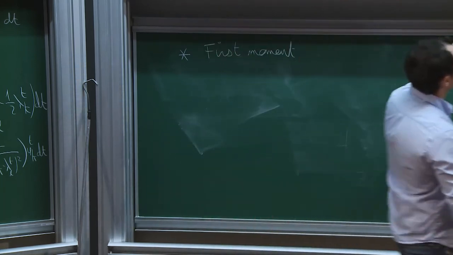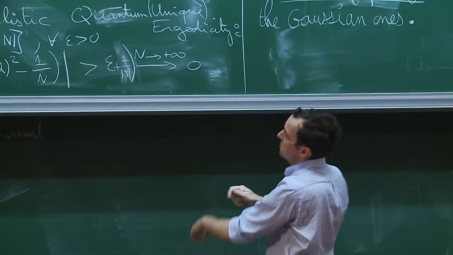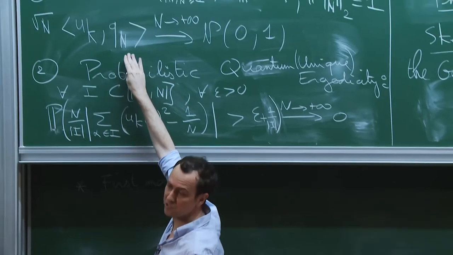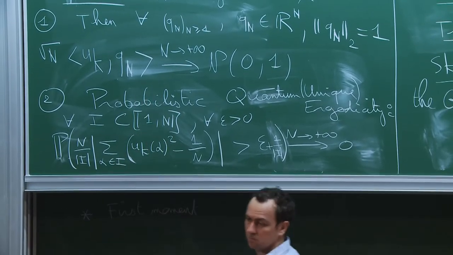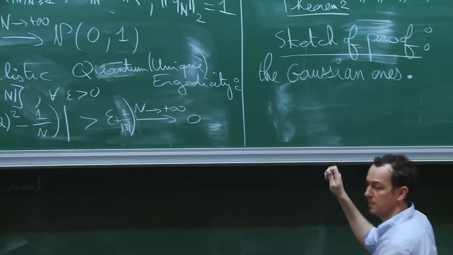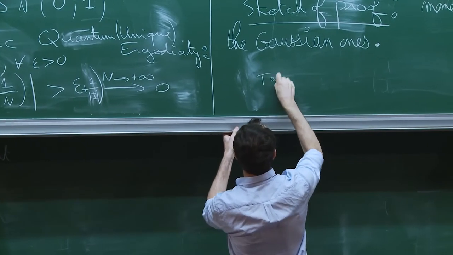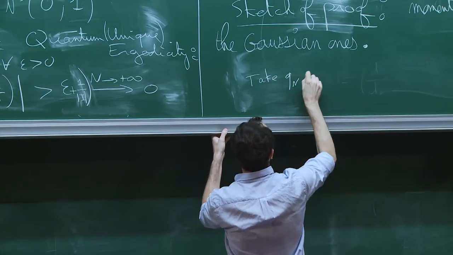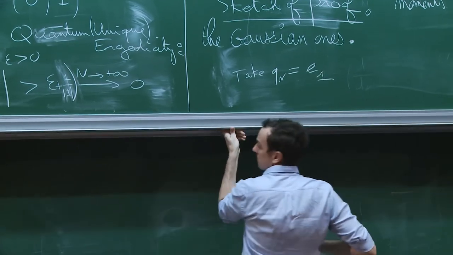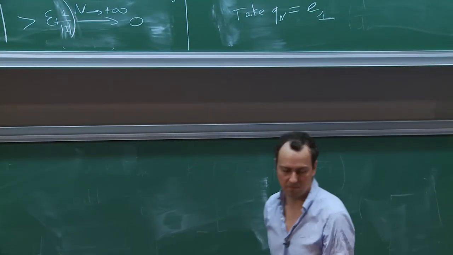Okay, first moment. So first, just to make my life easier, I will not take any general qn, I will just take the first coordinate of the canonical basis, okay? So take qn equal to e1. Let's prove it in that case, it will be convincing enough, okay?